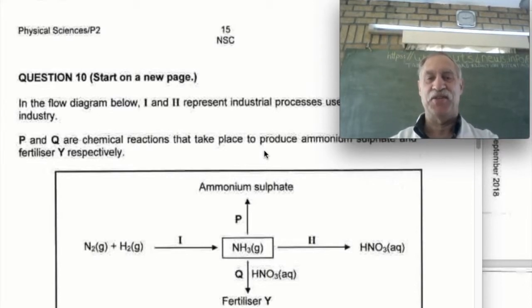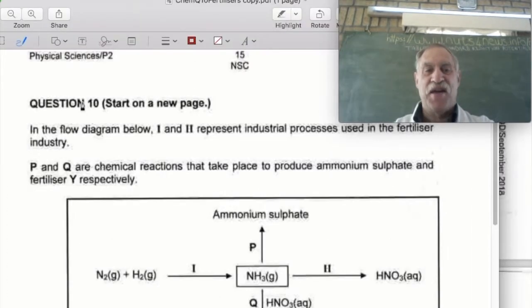Today we're doing question 10, which is on fertilizers. It comes from last year's Matric Physical Science Chemistry paper in 2018. So here we see question 10. In the flow diagram below, 1 and 2 represent industrial processes used in the fertilizer industry. P and Q are chemical reactions that take place to produce ammonium sulphate and fertilizer Y, respectively.